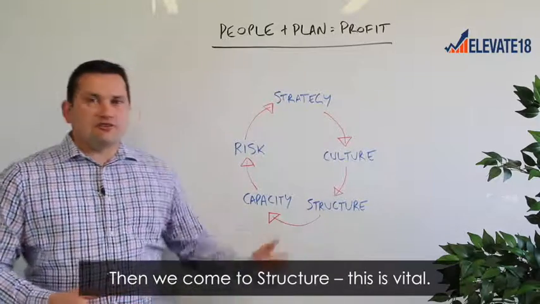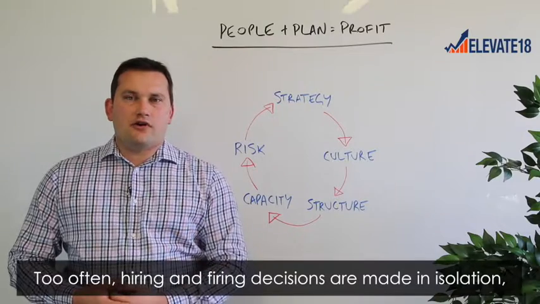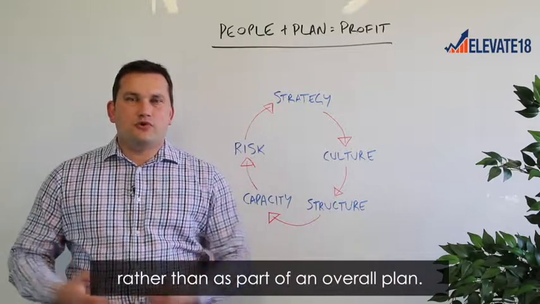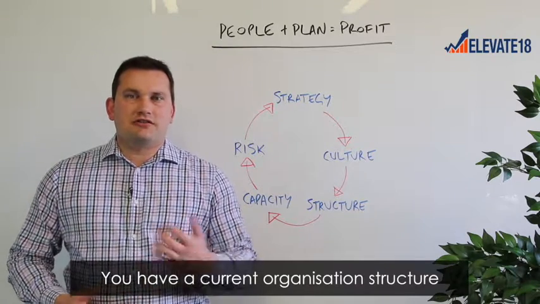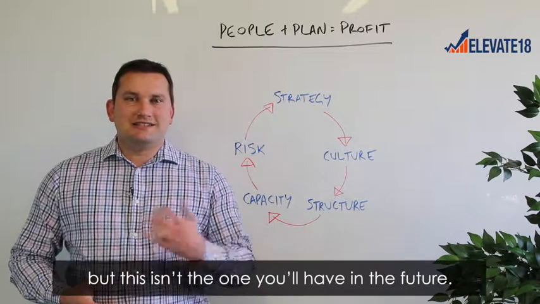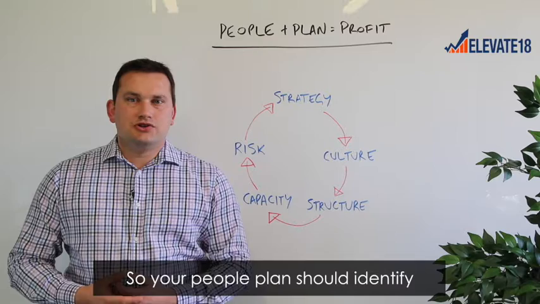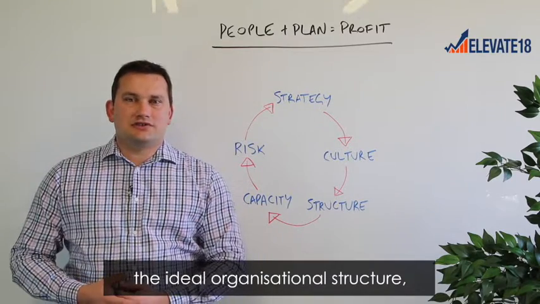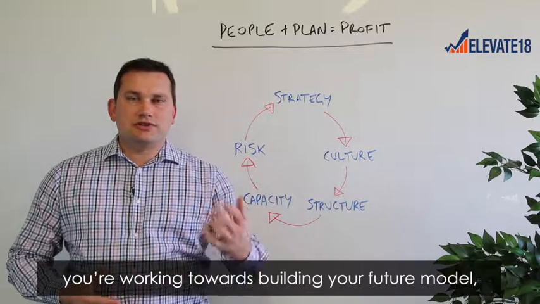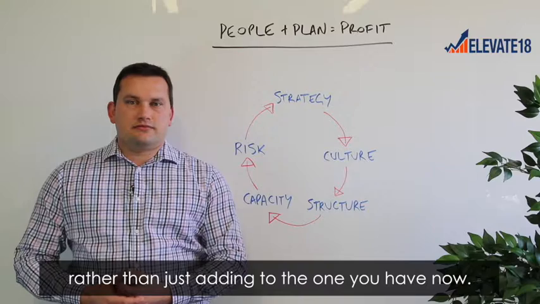And then we come to structure. So this is vital as well. Too often hiring and firing decisions are made in isolation rather than as part of an overall plan. So you have a current organisation structure, or org chart if you prefer. But this isn't the one that you'll have in the future. So your people plan should identify the ideal organisational structure so that with every fresh hire, you're working towards building your future model rather than just adding to the one that you have now.